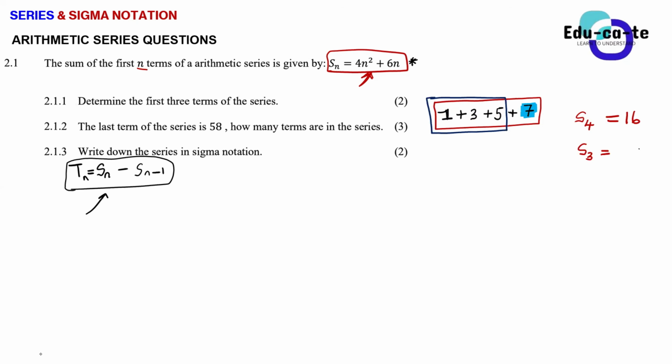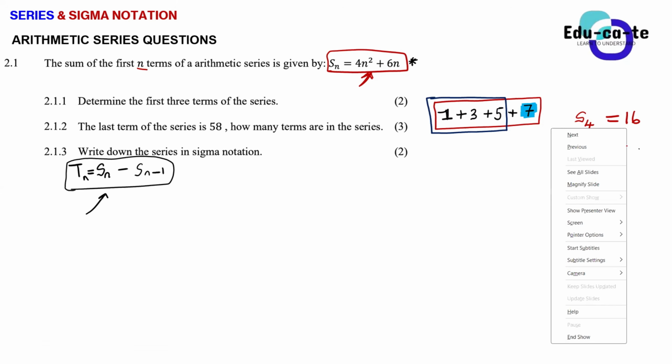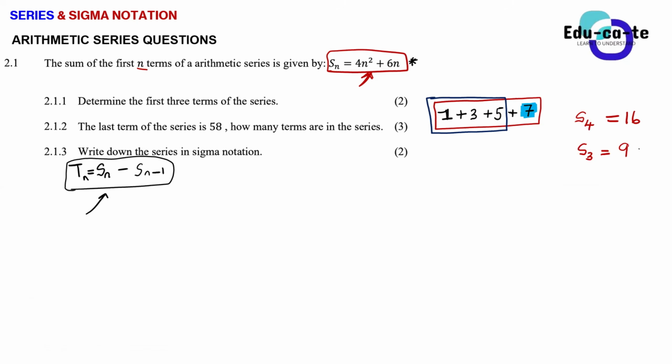And 1 plus 3 plus 5 will give me what? It will give me 9. Okay, yes, Sam, what's your question? In other words, S3 is like T1 plus T2 plus T3. Yes, S3, that's the meaning of a sum, guys.